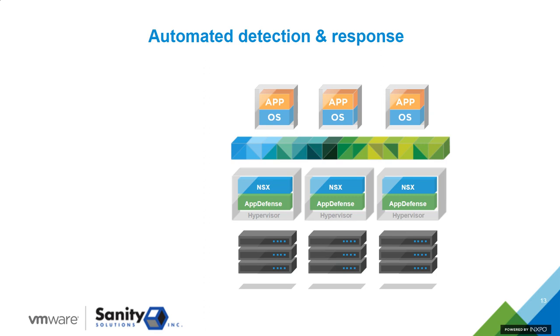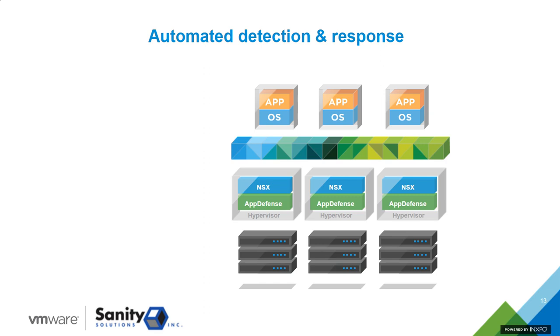Now, the other place that automation is very important is in detection and response. So when an unauthorized change is made to an application, App Defense is immediately able to detect the runtime state of that application against its intended state. So since we know what an application is supposed to be doing and the processes that it's supposed to be executing on a given day, we can understand when it's doing something that it's not supposed to do.